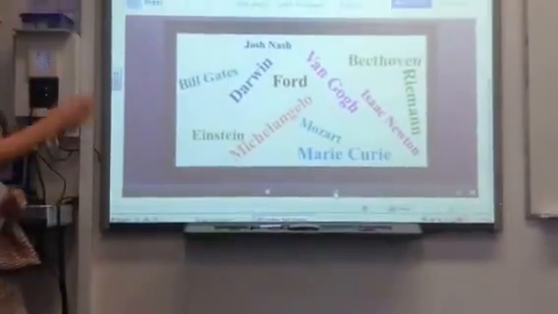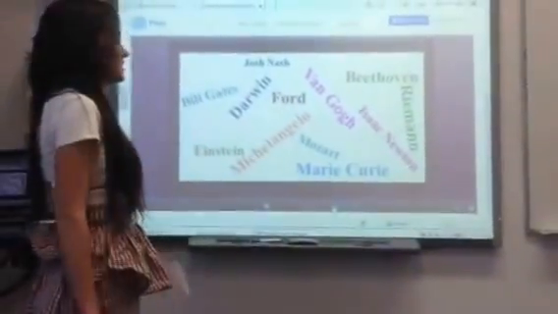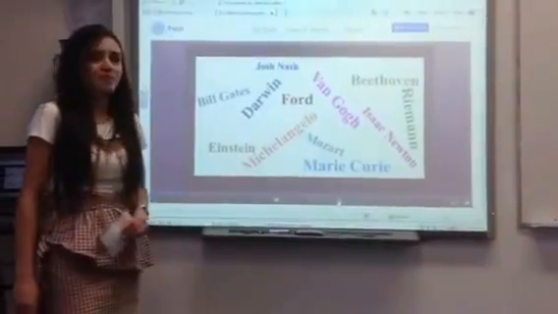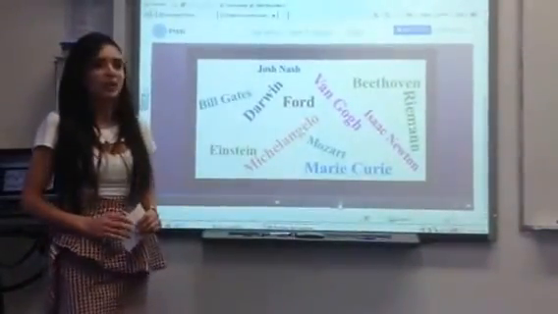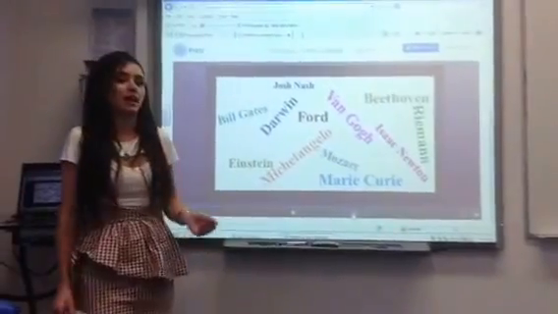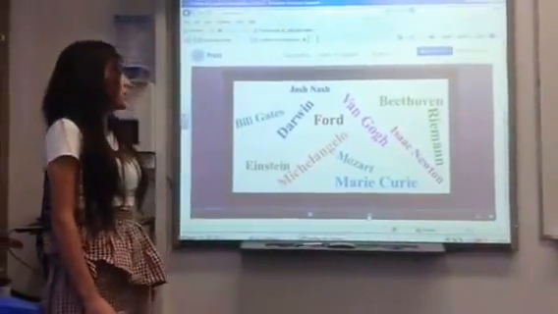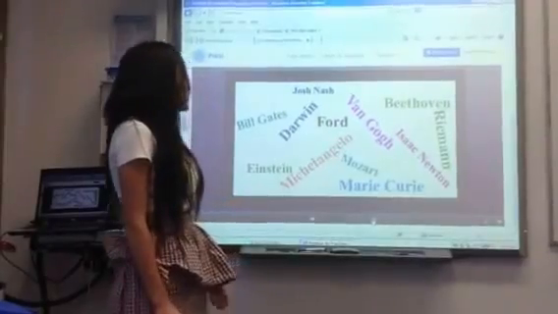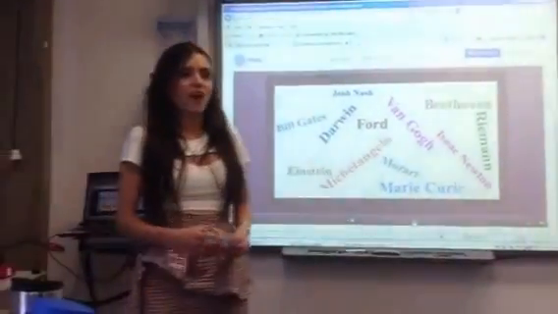Okay, now let's look at these pictures and these people. What do they have in common? They are very smart. They are famous. Some of them had a Nobel Prize, and also they have autism.